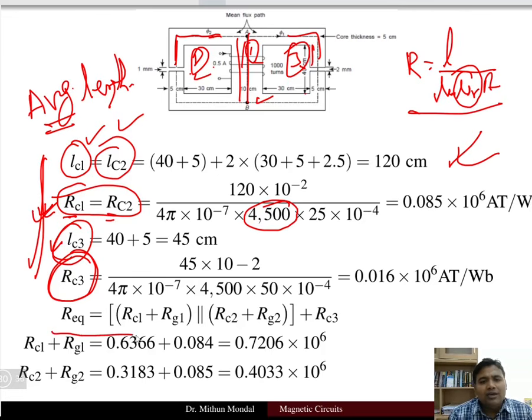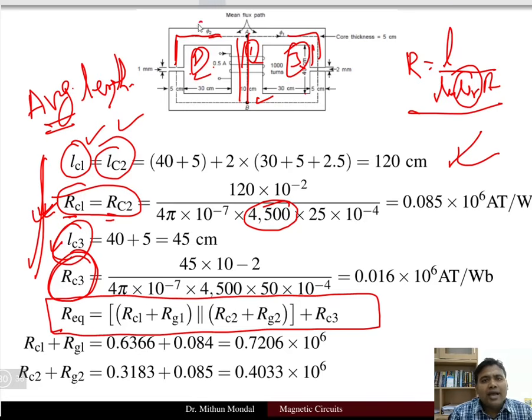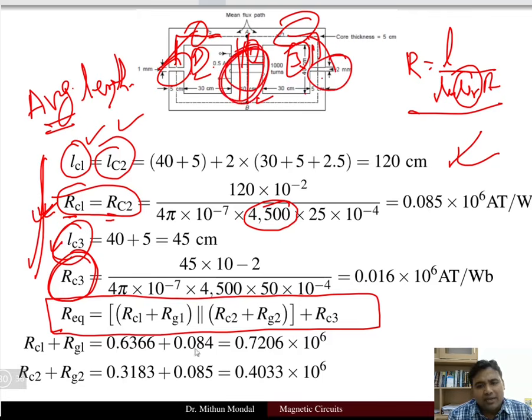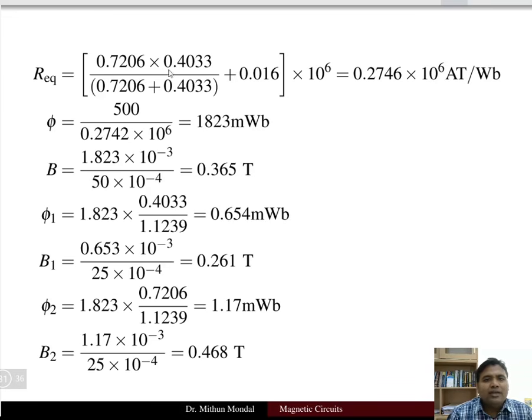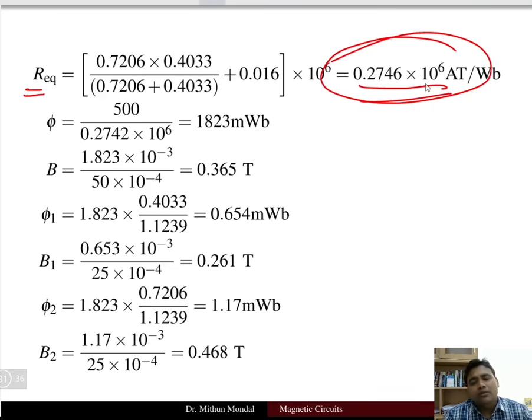So for the total equivalent reluctance, you will see that the core and the air gap will be coming in series here, and that will be in parallel with this core material. So effectively you have to use the circuit concept to find the equivalent reluctance of the core as well as the air gap. You find the equivalent by doing the manipulations. So you get this value of the total equivalent reluctance of the core as well as the air gap.